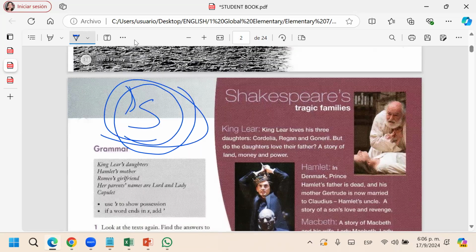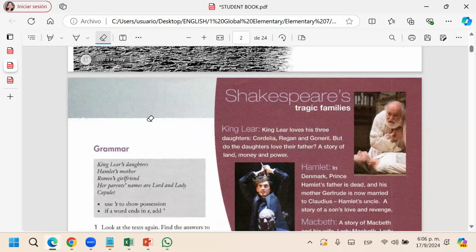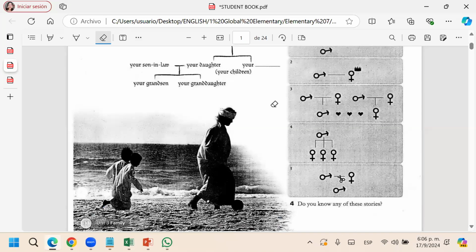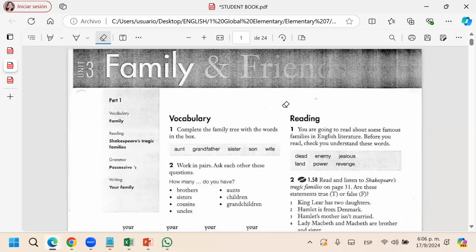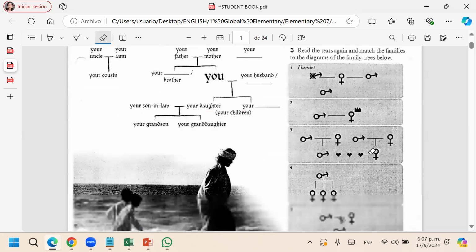Do you remember the apostrophe S? What is it for? It's for possession. Why do we use it? To say that something belongs to you or to another person. For possession, we use the apostrophe.